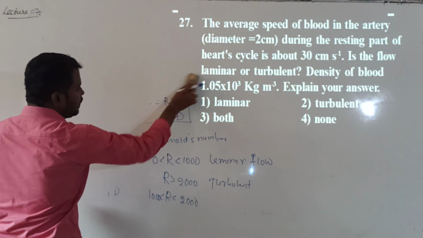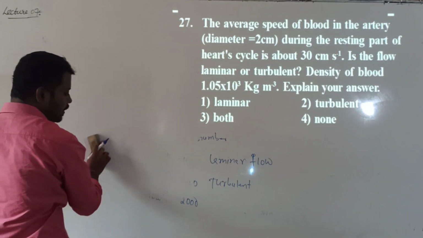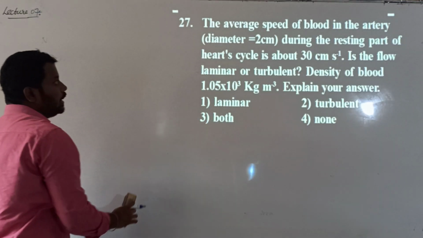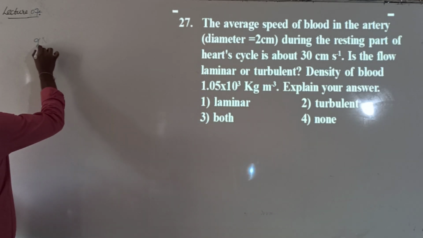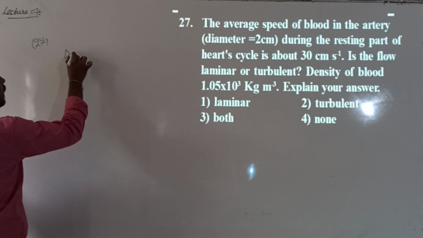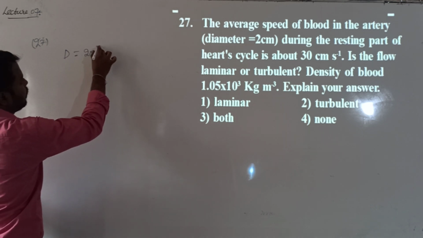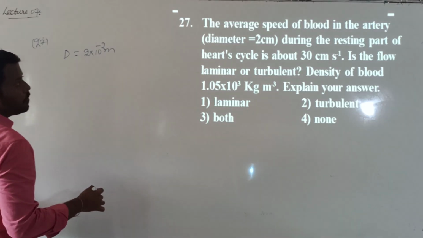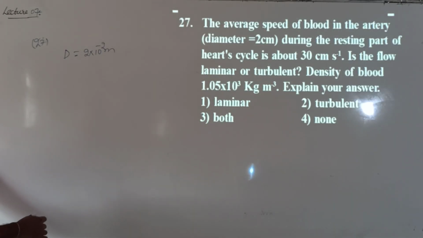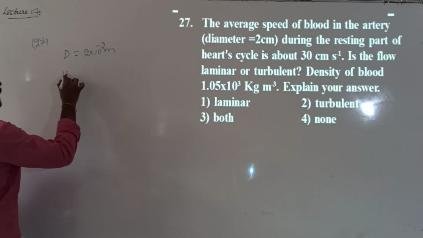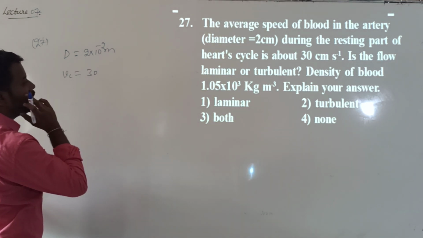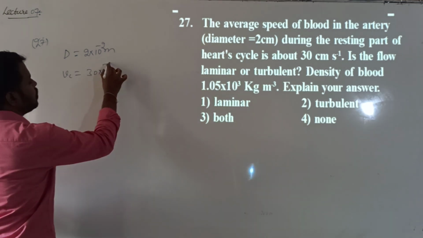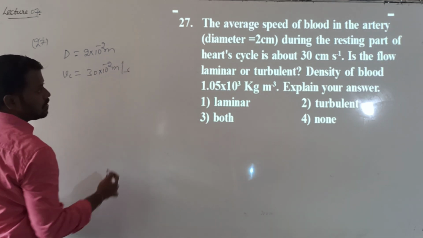Question number 27. What is given is the average speed of the blood in an artery, and the artery diameter is given. The artery diameter D is 2 centimeters, 2 into 10 power minus 2 meters. During the resting part of the heart cycle, the average speed, that is the critical velocity, is 30 centimeters per second, so 30 into 10 power minus 2 meters per second.